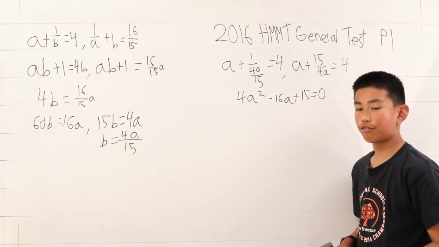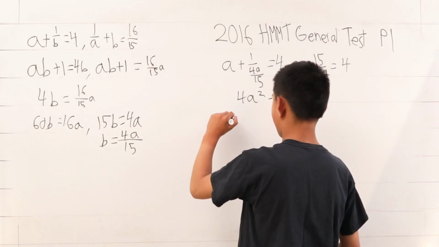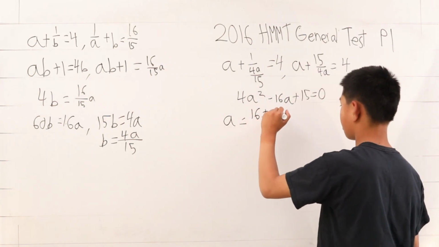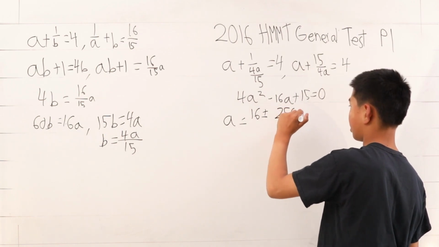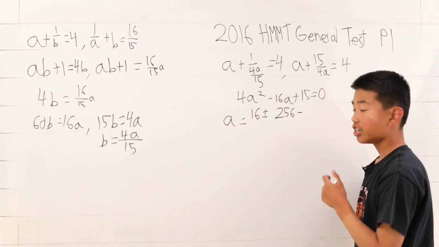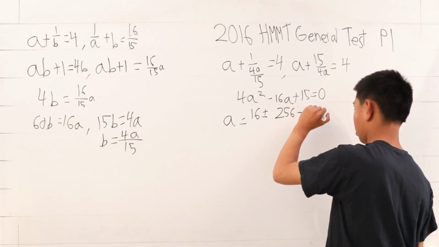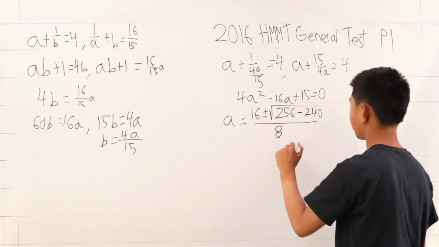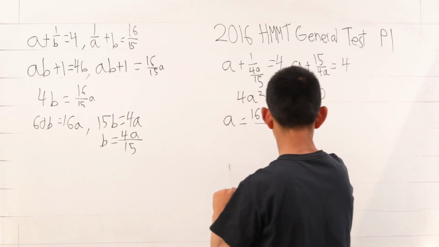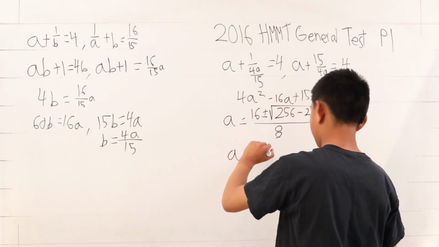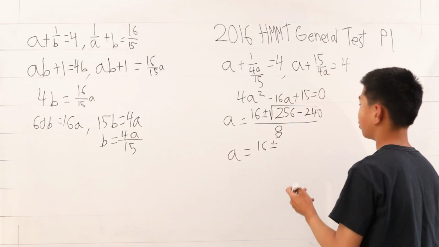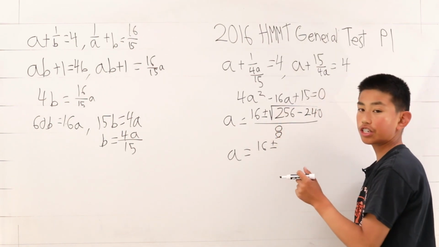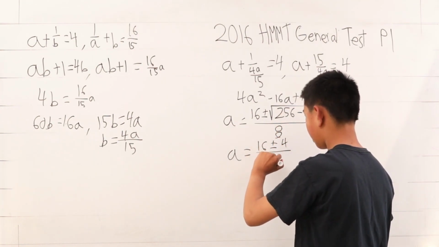Now we can use the quadratic formula to solve. A, in this case, is equal to 16 plus or minus the square root of 256 minus 4 times 4 times 5, which is 80, over 8. So in this case, A is equal to 16 plus or minus the square root of 256 minus 80, divided by 8.